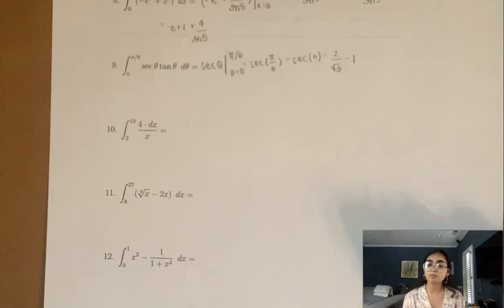And we do the same thing for secant of 0. So secant of 0 is equal to 1 over cosine of 0. Cosine of 0 is equal to 1. So secant 0 is equal to 1 over 1, which is 1.